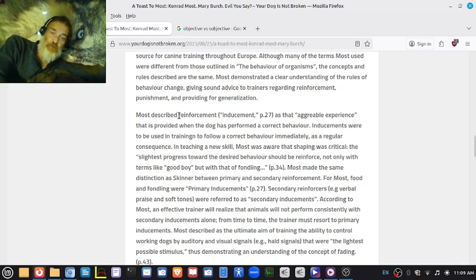Most describes reinforcement, inducement. And he's even listed the page numbers. I urge people to sit down and read Konrad Most's Training Dogs. I will put a link to the book in the comments section down below. Once you read the book, you will understand dog training and how there is no science to dog training. They don't want science in dog training because they all consider themselves behaviorists.